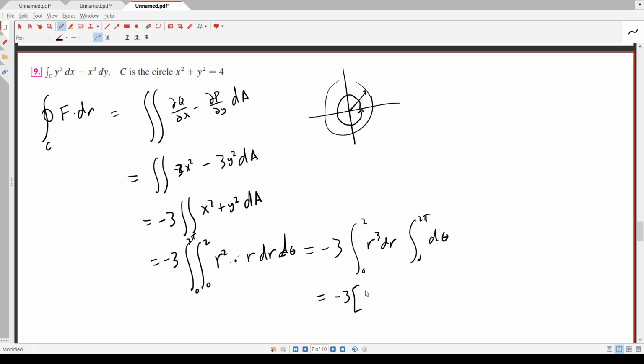times r to the 4 over 4, times 2 pi, for a final answer of, let's see, 2, 4, 8, 16 over 4. That's 4. So that's minus 3 times 4 times 2 pi, which is minus 24 pi. Like that.